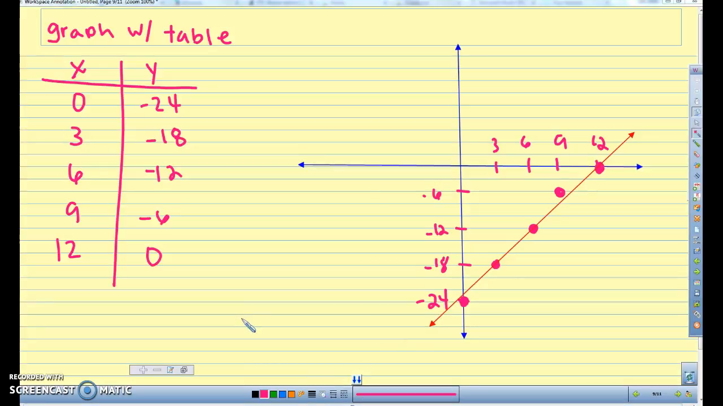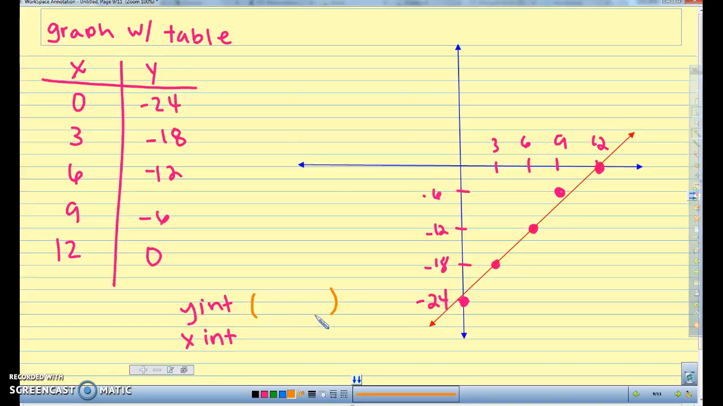Things I can note about this graph, I can note the y-intercept and the x-intercept. So the y-intercept is where it crosses the y. And it crosses when x is 0 and y is -24. And I want both values of that coordinate point, the x and y values. The x-intercept is where it crosses the x-axis, and that crosses at 12, 0. So those points are important.